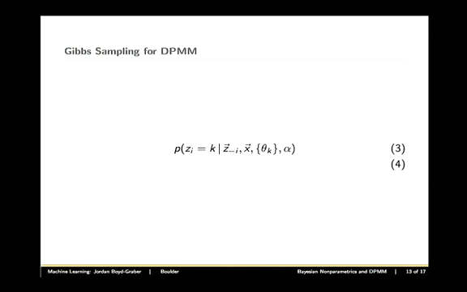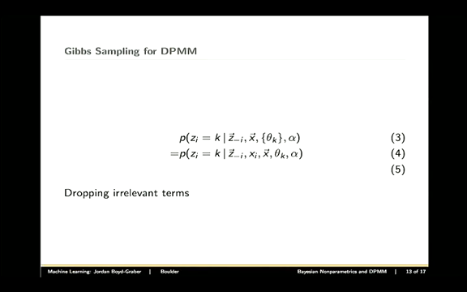All right, so what we want to do is sample cluster assignments for every point based on the cluster assignments of other points, the data itself, and the means associated with the tables and the concentration parameter. So the first thing that we'll do is drop out irrelevant terms. If we're just asking what's the probability that this guy is associated with cluster k, it only depends on cluster k. It doesn't depend on all of the clusters.